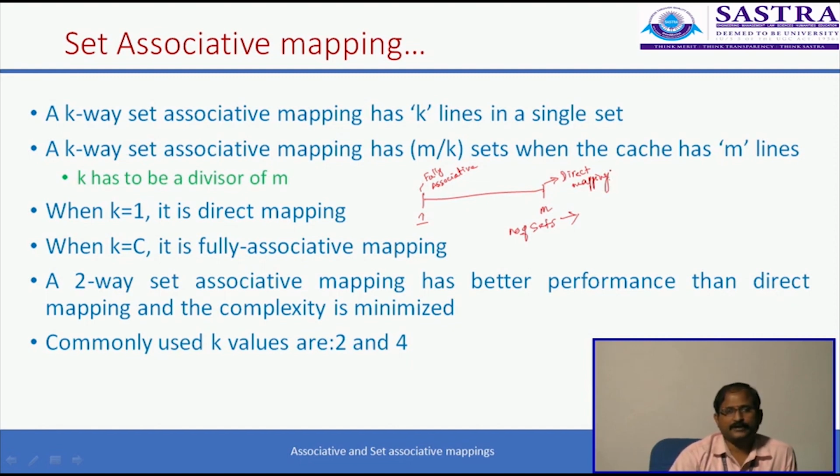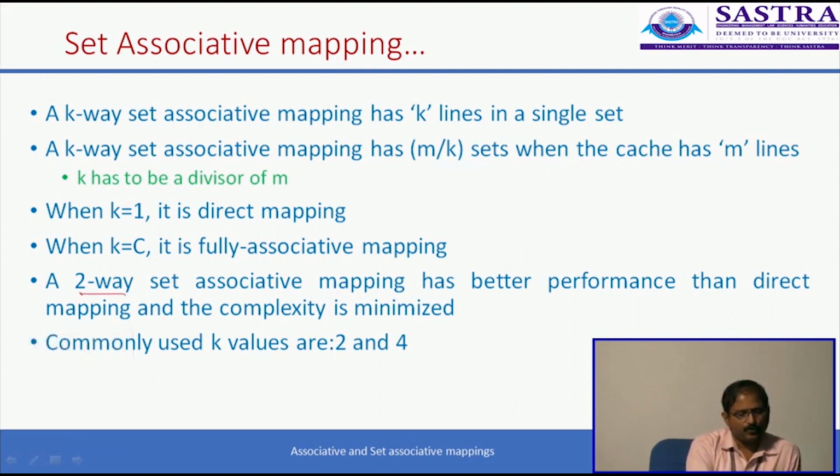So, set associative mapping has the advantages of direct mapping as well as fully associative mapping, according to the application the number of sets will be chosen. But a two-way set associative mapping has better performance than direct mapping and fully associative mapping. The complexity is minimized. Commonly used k values are 2 and 4.